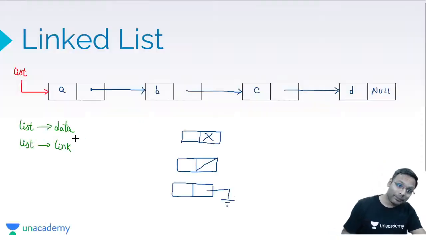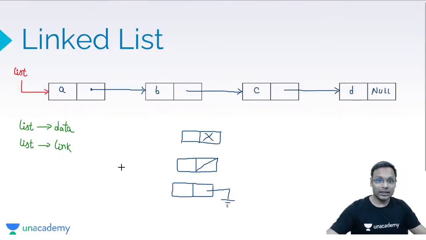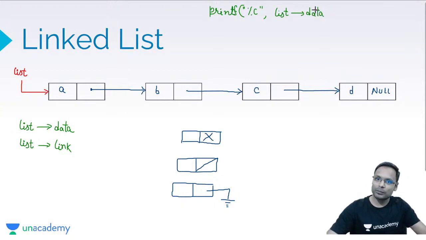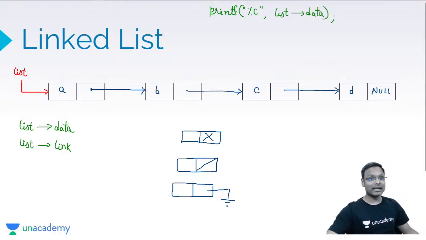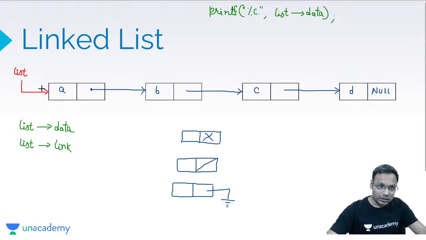Let's go back previously here. Suppose in this particular linked list, if I am trying to print like this way, printf %c in the double quote, comma, list का data. If I will try to print this, what will it print for us? क्या print करेगा ये? List, this particular node I have reached, its data part. Data part is character A. So character A I can print.